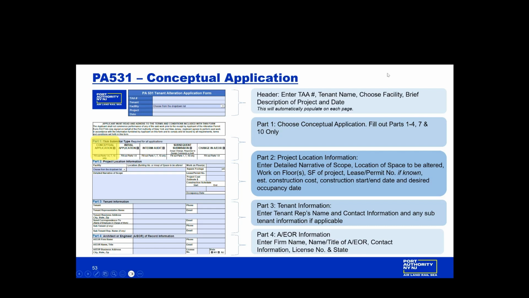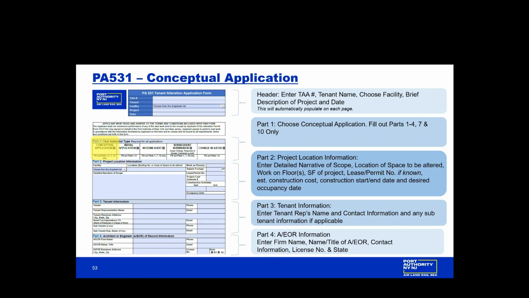Part 2 is the project location information, where you'll enter a detailed narrative of scope, location of the space, work on the floor, square footage, the lease or permit number if known, your estimated construction costs, construction start or end date, and your desired occupancy date.